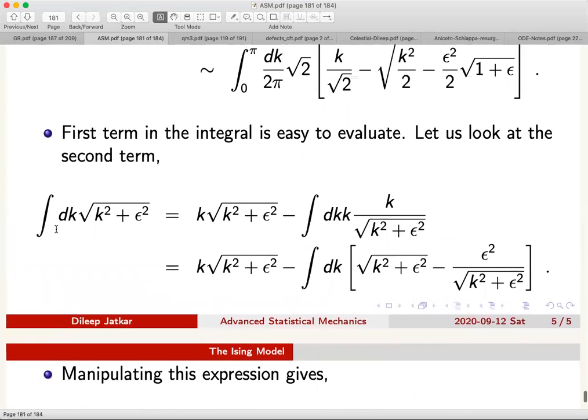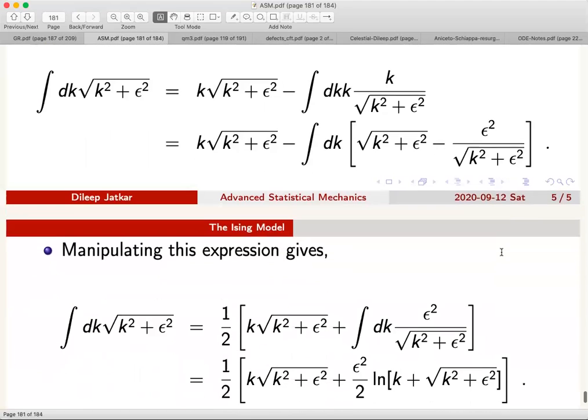We'll evaluate this using integration by parts. The first term is this. You take the first element to be 1, the second element to be the square root, and you get this expression. Then when you do it again, you get dk times k into k upon the square root of this quantity. You can massage this expression again, because this is k squared upon the square root of k squared plus epsilon squared. So you can write k squared as k squared plus epsilon squared minus epsilon squared and write this expression in this form.